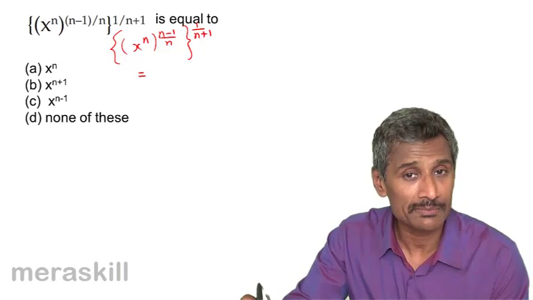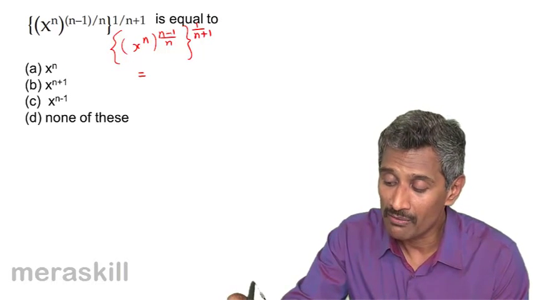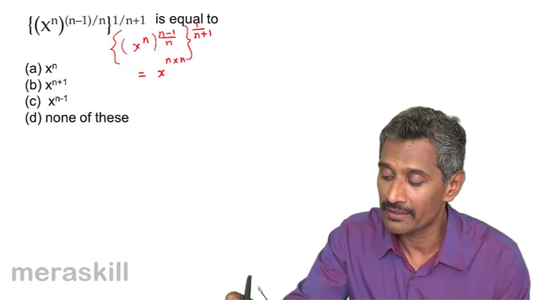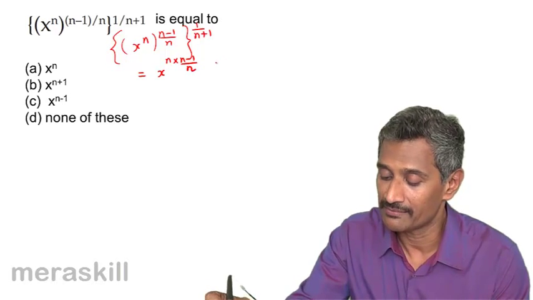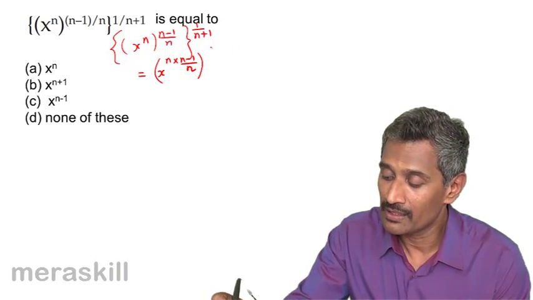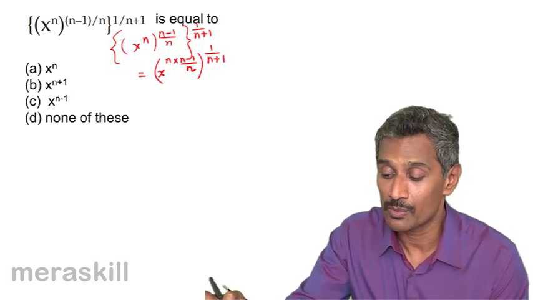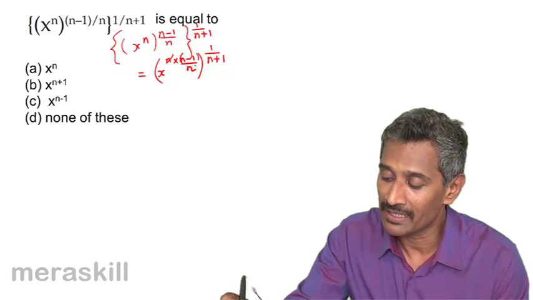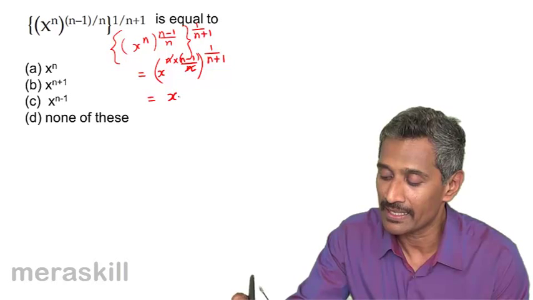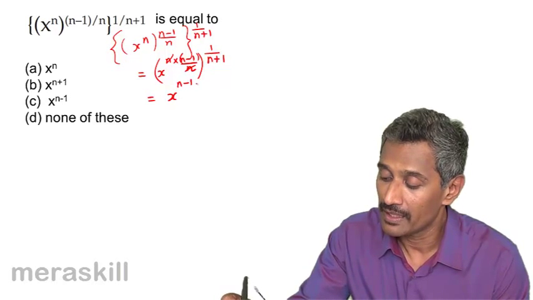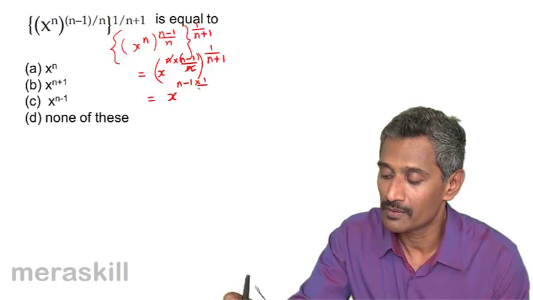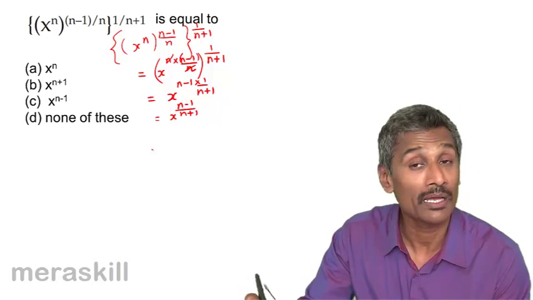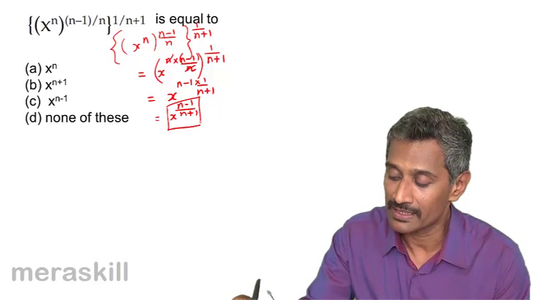So we're going to start with the smallest bracket as usual. Using the power of power rule, it's going to be x raised to n into n minus 1 upon n, and this one has been raised to 1 upon n plus 1. So here this n and n get cancelled, so ultimately it is x raised to n minus 1 into 1 upon n plus 1, which will be x raised to n minus 1 upon n plus 1.